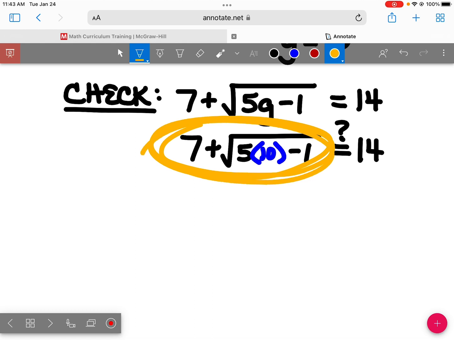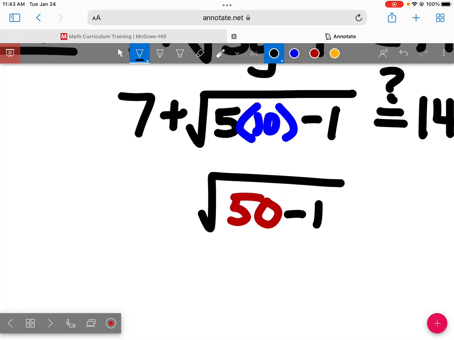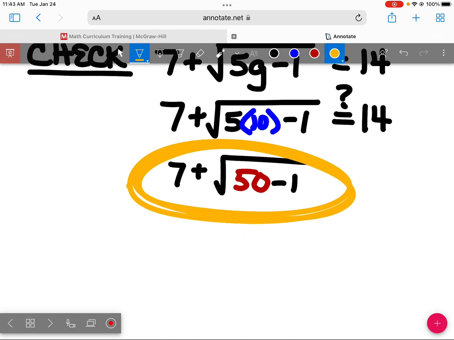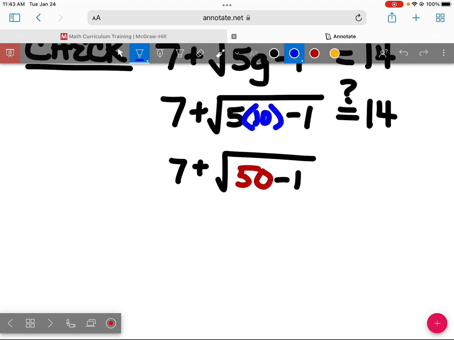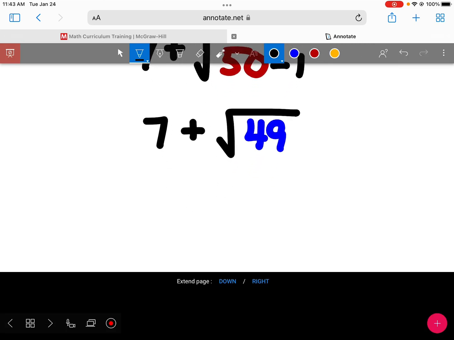What's the first thing I'm allowed to do on the left-hand side? Multiply the 10 and the 5 together, yes. What is 10 times 5? So I have 50 minus 1 under my radical, and then I got that plus 7 out front. What else can I do to this side? I can subtract 1 from the 50 and get what? 49 under my radical. Square root of 49 is 7, so I have 7 plus 7, which gives me 14.